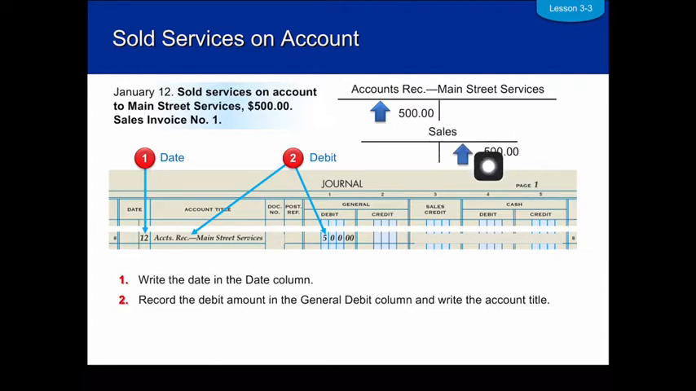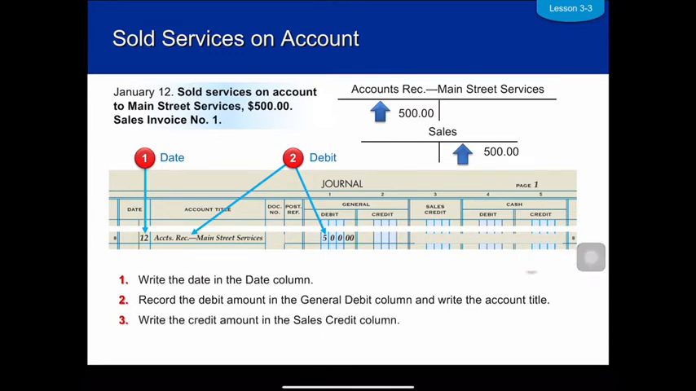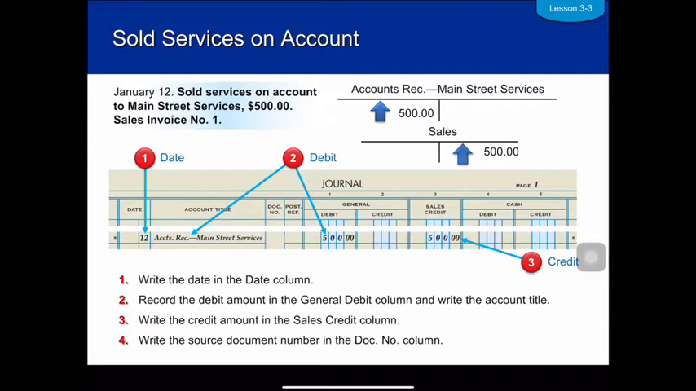Our credit up here, you can see it goes to sales. We have the special amount column called sales, and it is a credit. So we're going to write that credit amount in the sales credit column. Source document number is next. You can see it is sales invoice number 1 from our transaction, so we will write S1.